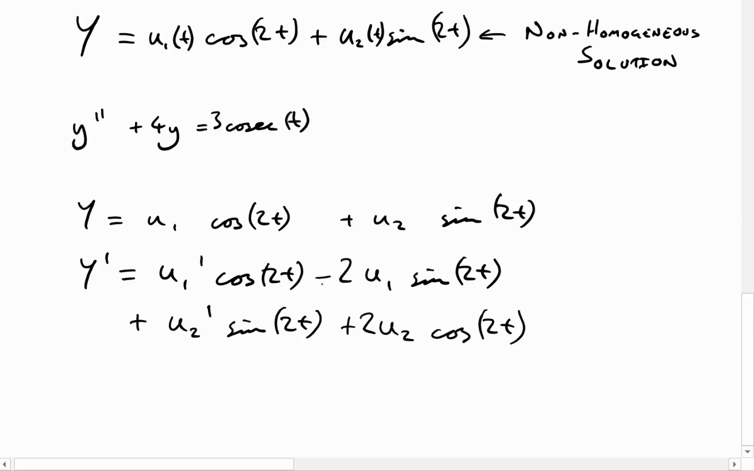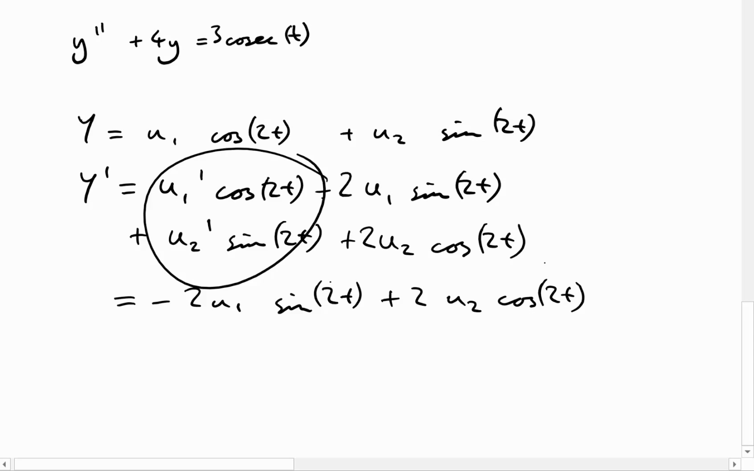Now I'm just going to make a little bit of a substitution here. I'm going to write those two things together, the derivatives of my functions u1 and u2 together, and I'm going to write the other things together. So I'm just going to rearrange this to be minus 2u1 sine 2t, plus 2u2 cos 2t.